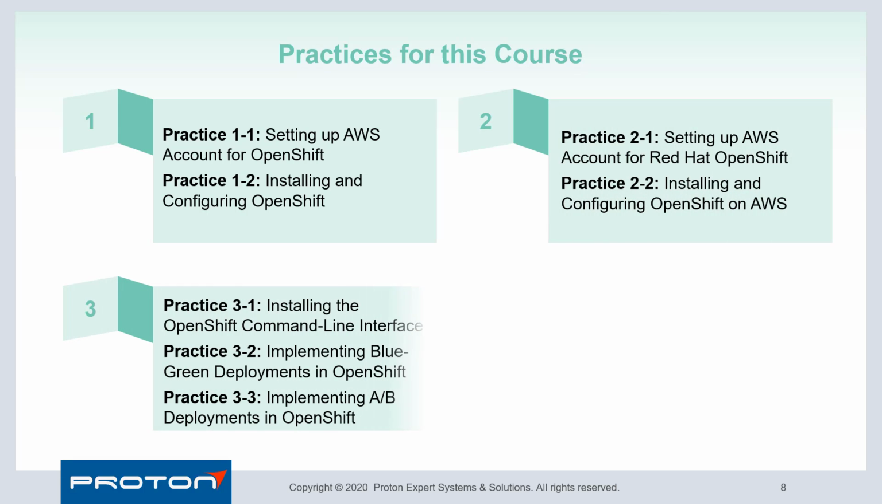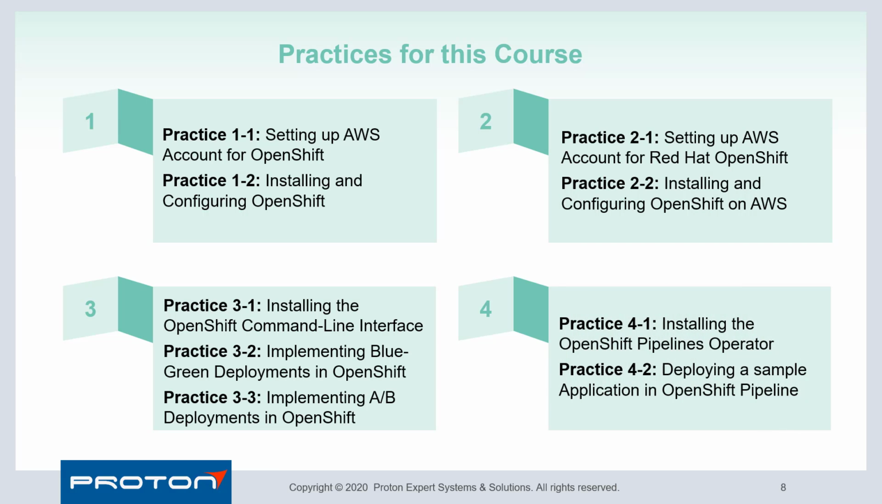This slide lists the practices that you would be doing. The practice for lesson 1 would have you learn how to create a Red Hat OpenShift account. The practice for lesson 2 includes how to install and configure OpenShift on an AWS EC2 instance. The practice for lesson 3 would have you learn about installing the OpenShift command line interface in the EC2 instance and explore the implementation of blue-green deployments and A/B deployments in OpenShift. The practice for lesson 4 includes learning to implement pipelines in OpenShift on AWS.